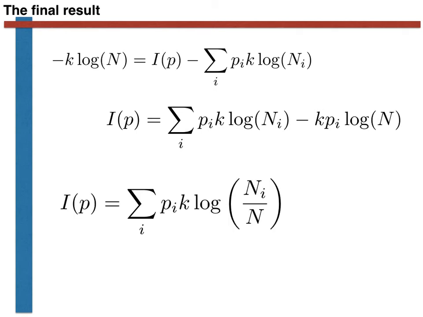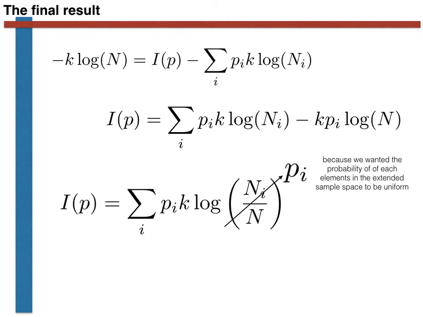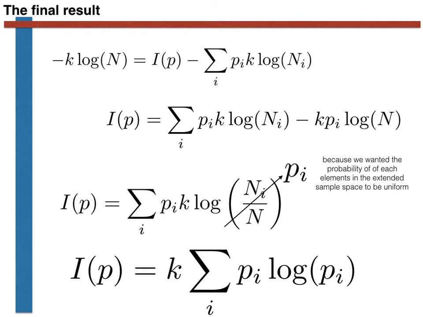I then remember that I set Ni such that Ni over N is equal to Pi, which allows me to rewrite Ni over N as Pi. I thus arrive at the following result for the information. The information contained in the probability distribution P, which could be uniform or non-uniform, is equal to k multiplied by the sum over i of Pi log Pi. Here, the summation runs over all the elements of the probability distribution.